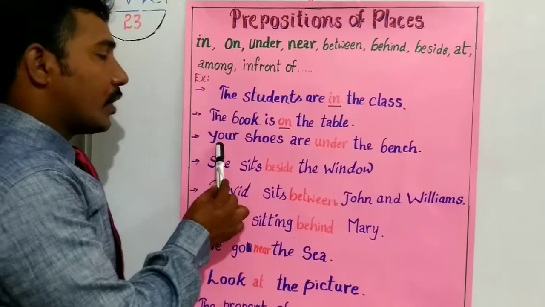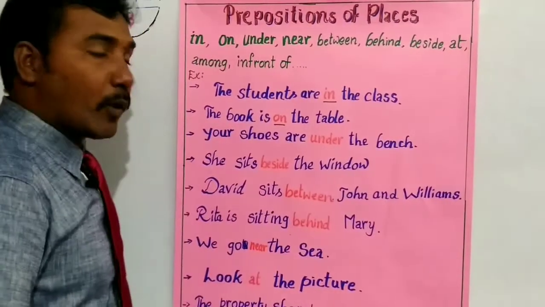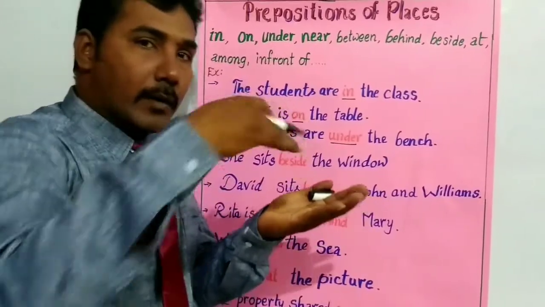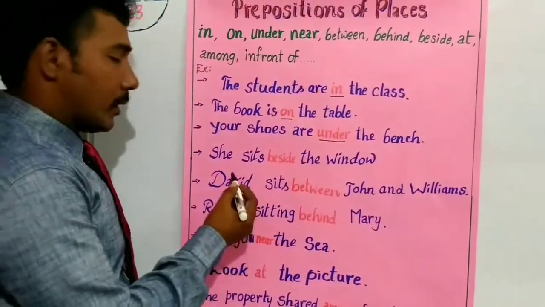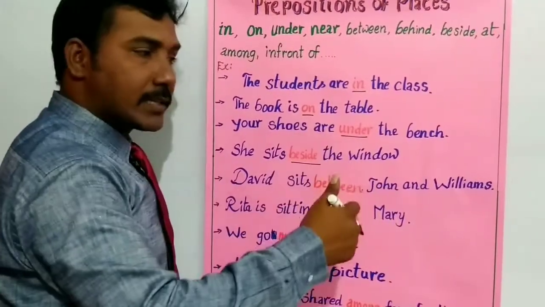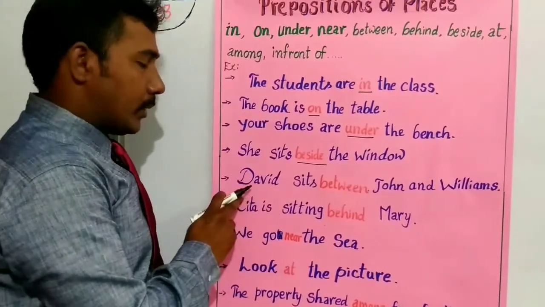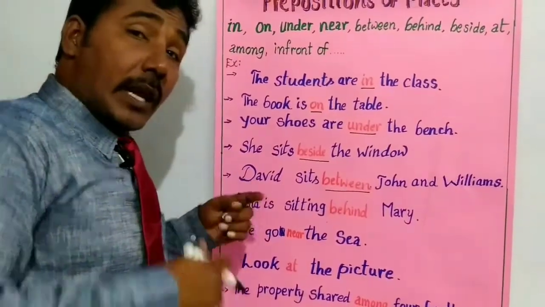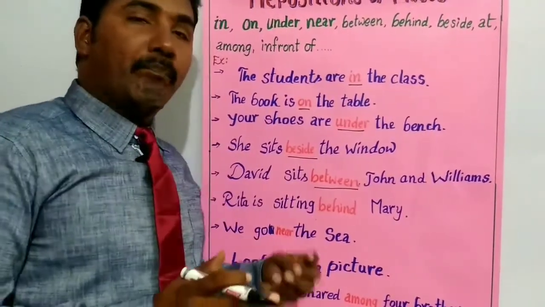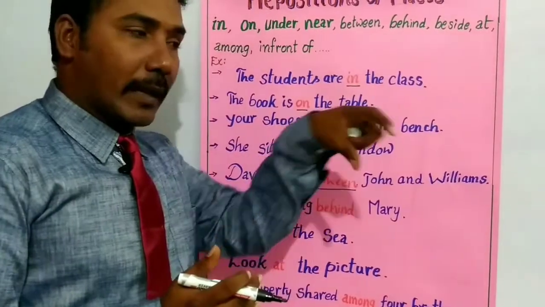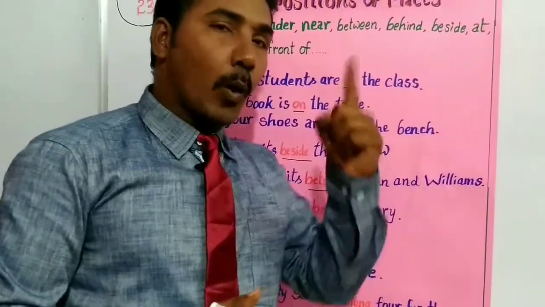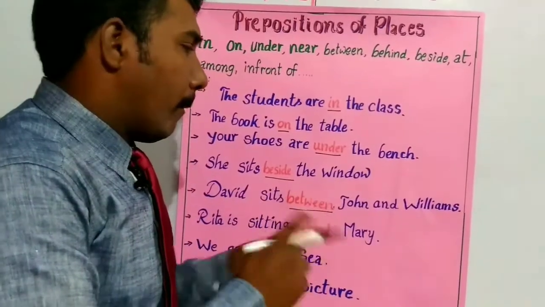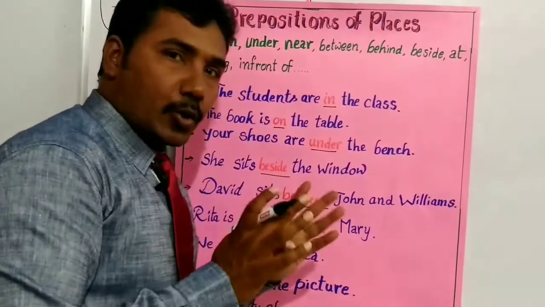And next example, your shoes are under the bench. And what's the preposition here? Under. Of course, these are places. Already I told you, on, in, and under. So these are some more examples. And she sits beside the window. Next example, David sits between John and Williams. Where does David sit? Of course, between John and Williams. One thing I would like to remind you, friends: between is used with two things or two persons.